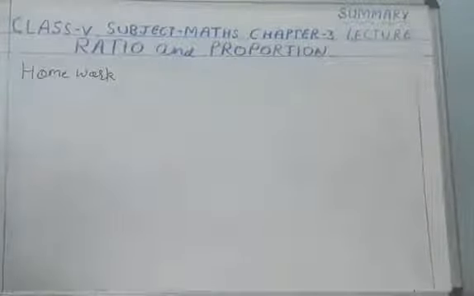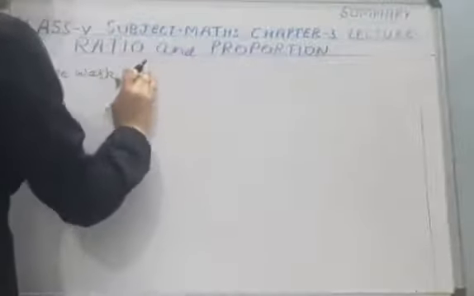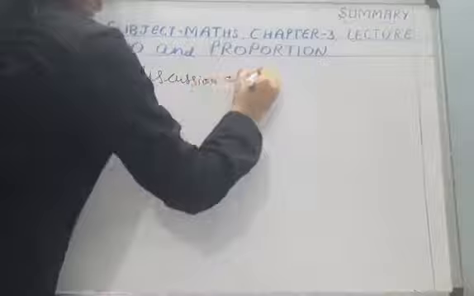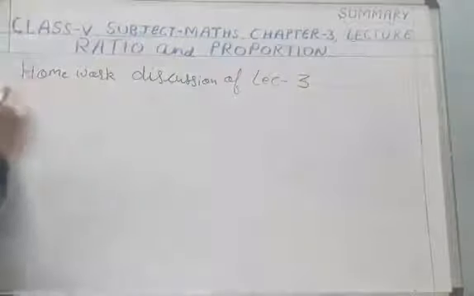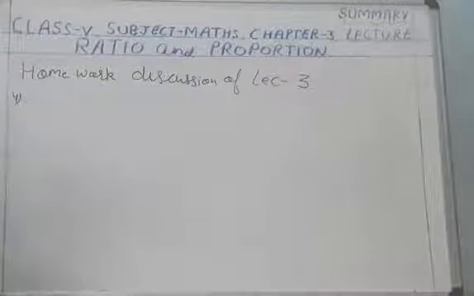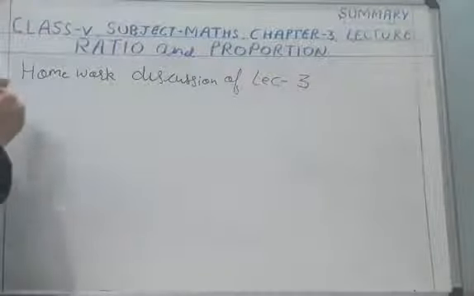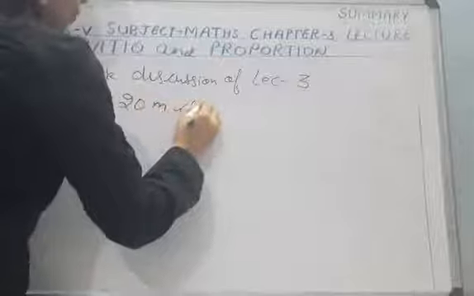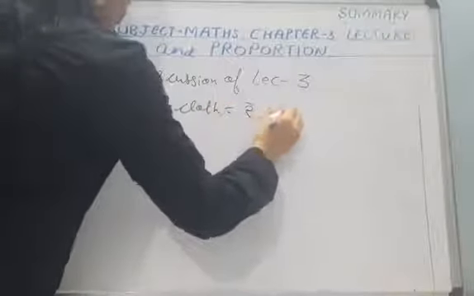Now we will do homework discussion of lecture 3. So take out your practice notebooks. Question 4, 6 and 8 were given. Questions are already written in your notebook. I am reading only. If 20 meter of cloth costs rupees 180, find the cost of 75 meter cloth. Cost of 20 meter cloth is given. Cost of 20 meter cloth is equal to rupees 180.